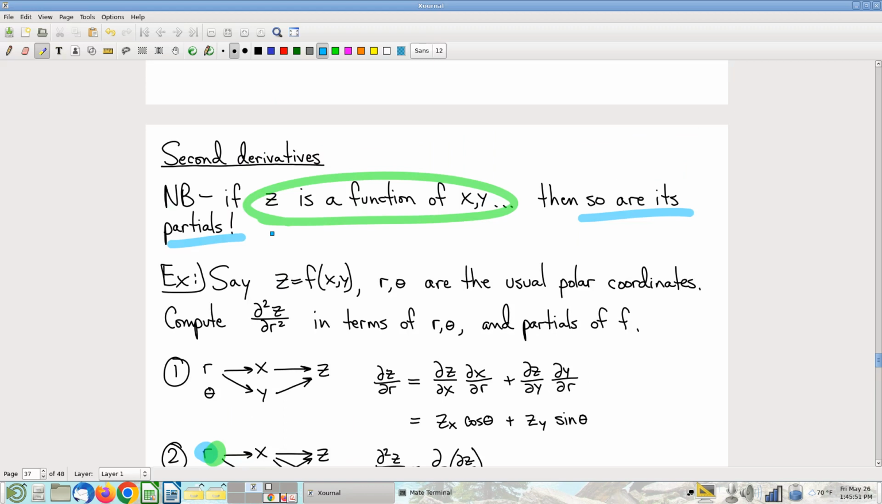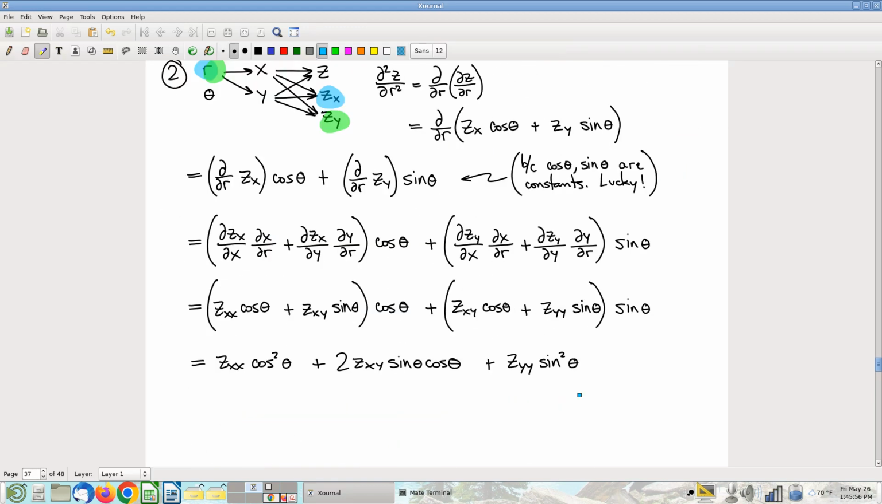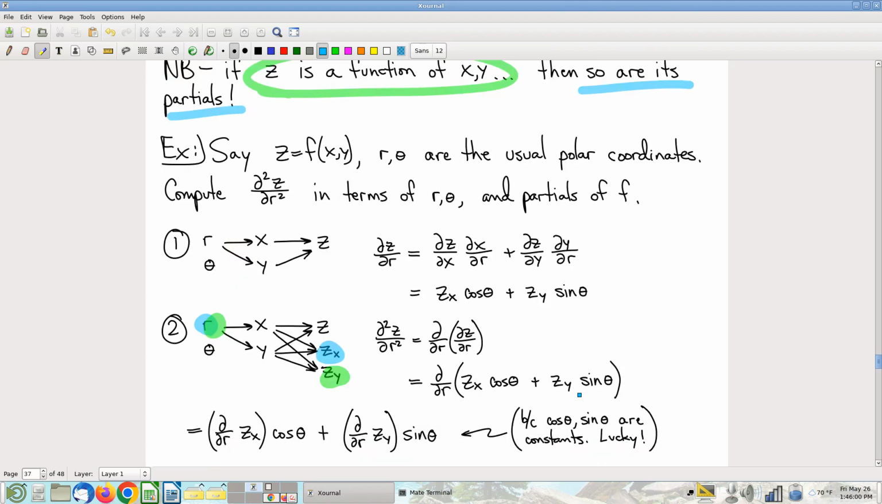Yes? In your very last bit, you should assume that zxy is equal to zyx. Yes, and yes, good catch. I should have said here that this function is twice continuously differentiable. I need to add that in.